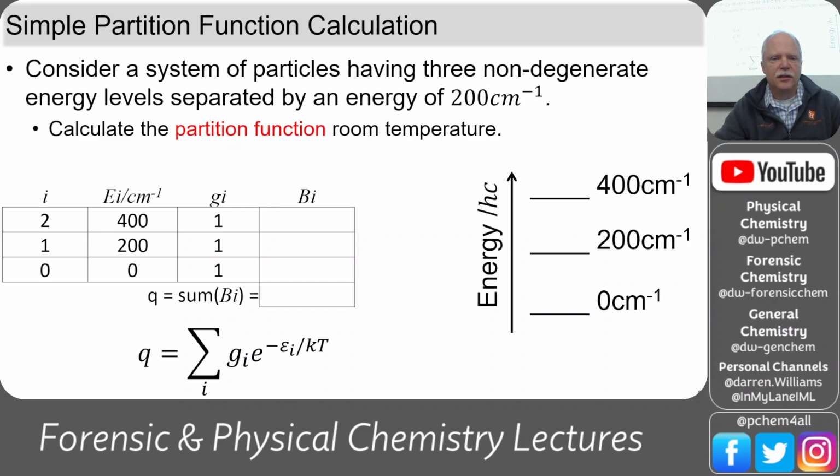It says, consider a system of particles having 3 non-degenerate energy levels separated by an energy of 200 wave numbers. So one of the skills in PChem is being able to take this text and turn it into this energy level diagram. Look at how it was written, the usage of these words. You've got 3 energy levels here. It's telling you that they're non-degenerate, and that each of the levels is separated by 200 wave numbers.